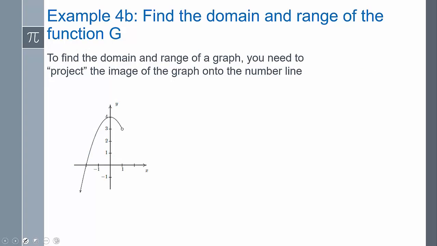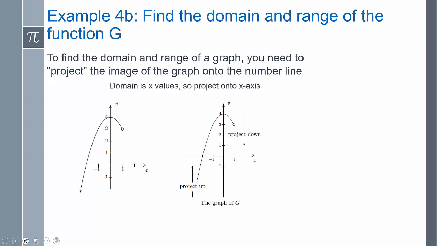Now, when we have a graph, what we're actually going to do is something called projecting. And so if the domain is all the x values, what we're going to do is we're going to project the graph onto the x-axis. And so projecting is like this idea of we're taking the graph and we're pushing it or smushing it, it's a weird way to think about it, but we're taking that graph and flattening it onto the number line.